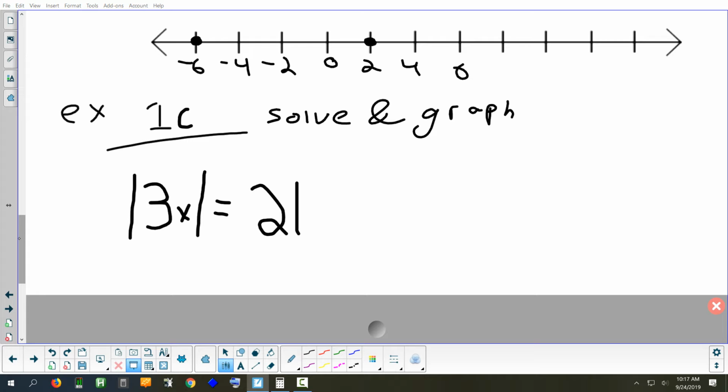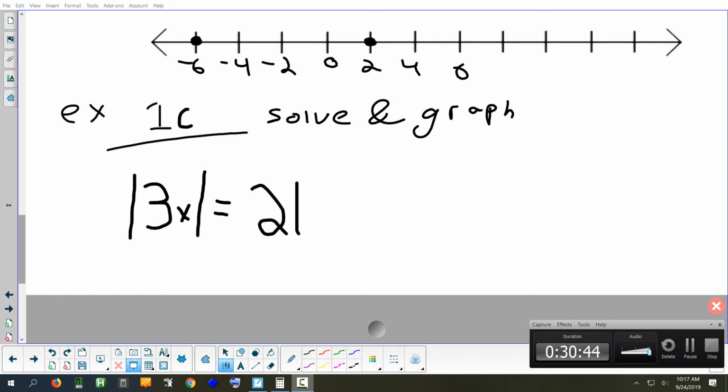Wait, I have a question. Yeah. Do you still have to put two equations? Yeah. Anytime you have absolute value bars, you always have to split it into two.